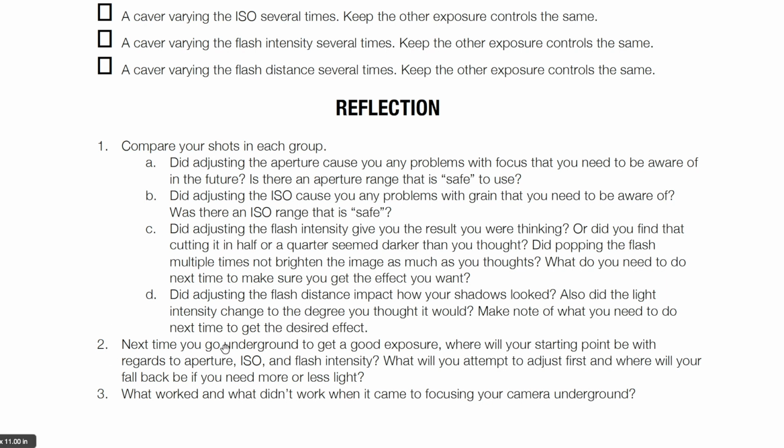Next part: next time you go underground, to get a good exposure, where will your starting point be with regards to your aperture, ISO, and flash intensity? What will you attempt to adjust first, and where will your fallback be if you need more or less light? And then last of all, what worked and what didn't work when it came to focusing your camera underground?